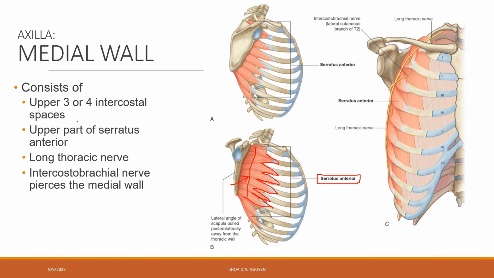Now the ribs right here, as well as the intercostal spaces, the spaces in between the ribs, the upper 3 or 4 of them, as well as the long thoracic nerve, the upper part of the serratus anterior, as well as the intercostobrachial nerve, are going to help make up the medial wall of the axillary fossa. The intercostobrachial nerve makes up very little. It's simply a nerve that pierces the medial wall, basically.